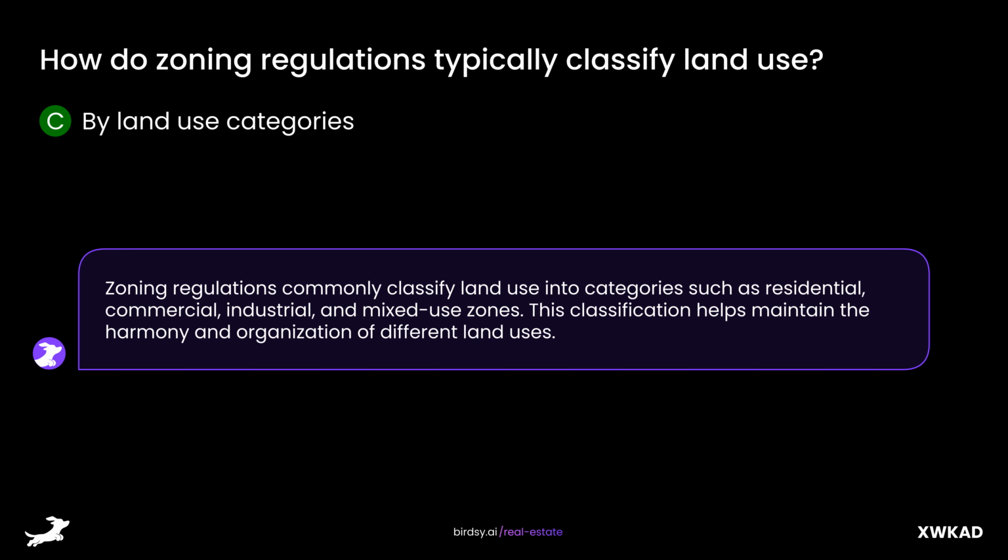Zoning regulations commonly classify land use into categories such as residential, commercial, industrial, and mixed-use zones. This classification helps maintain the harmony and organization of different land uses.